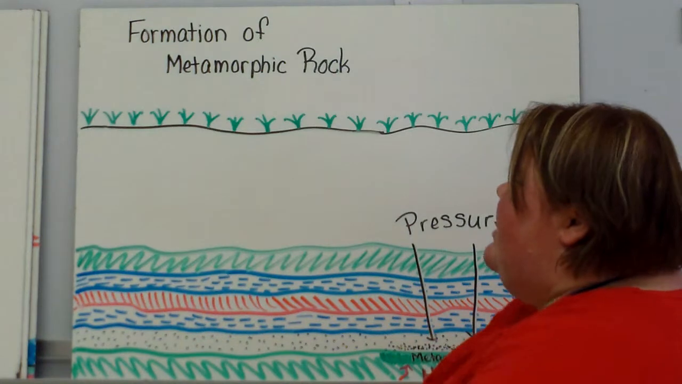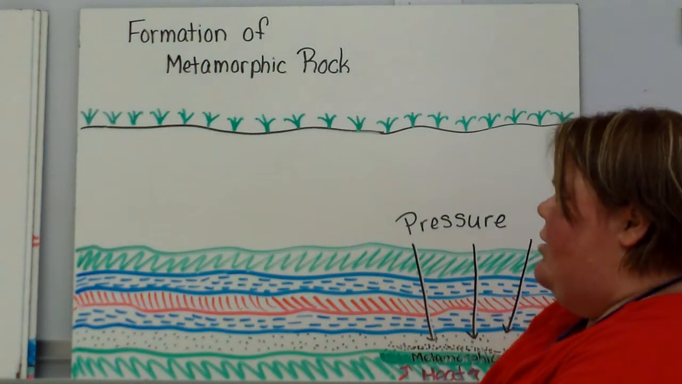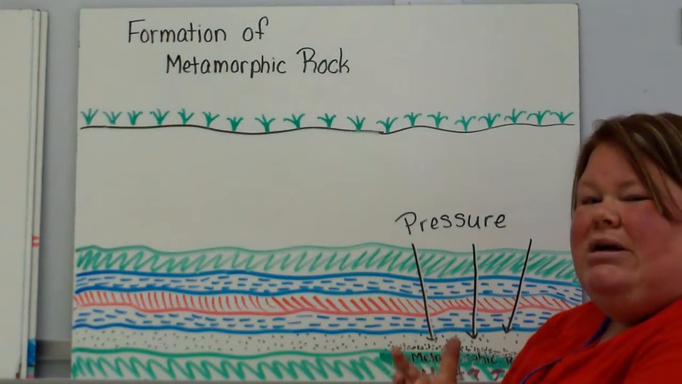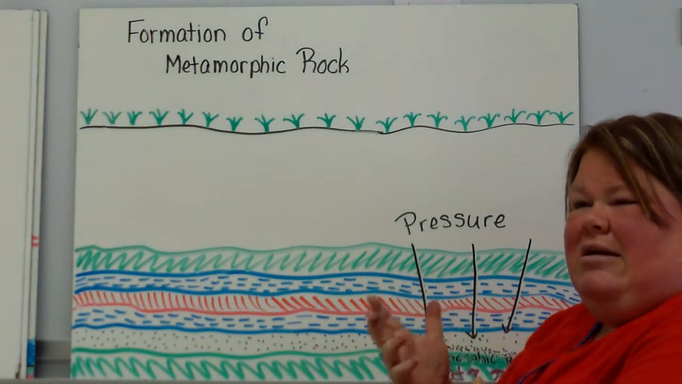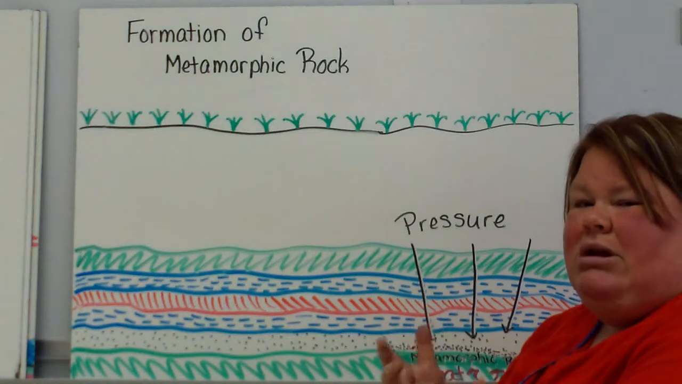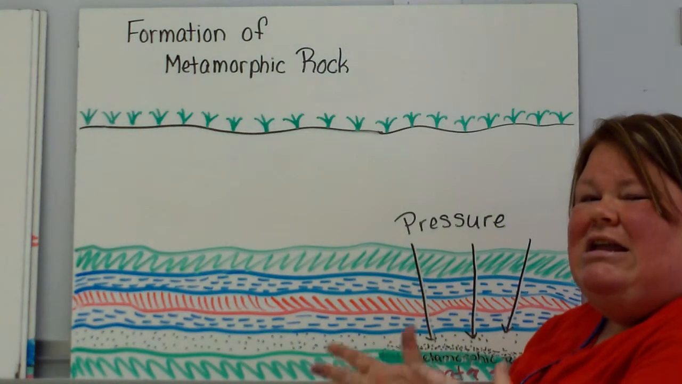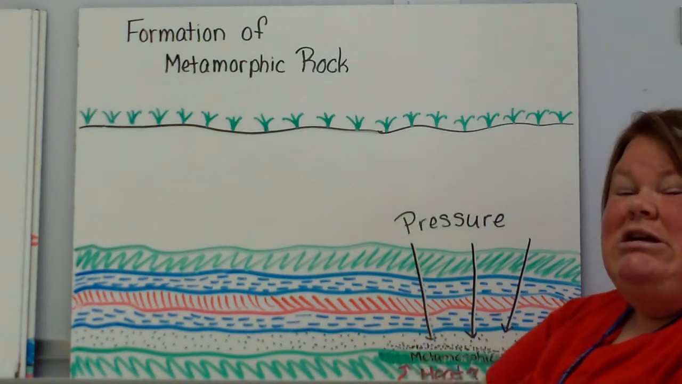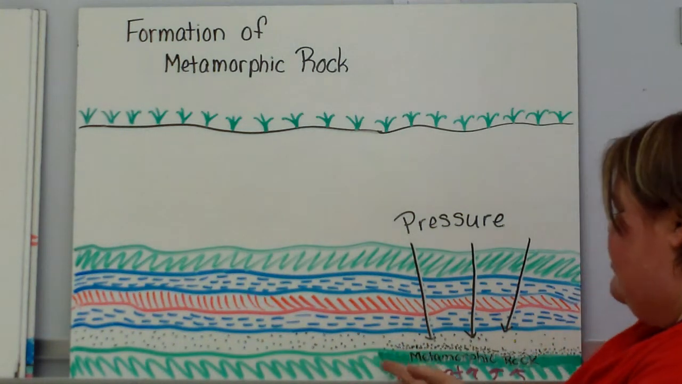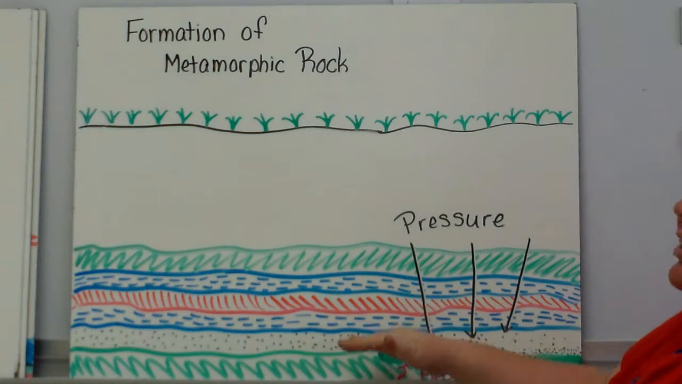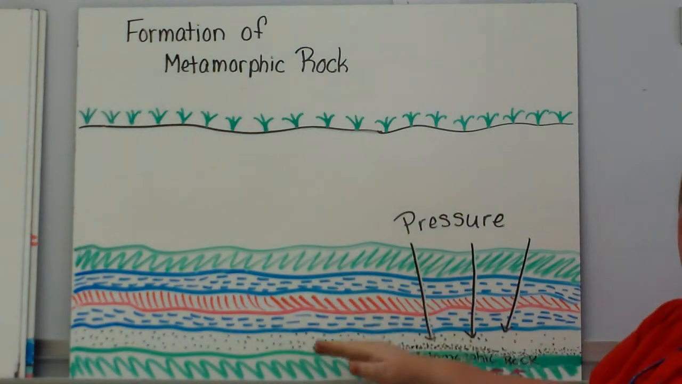Then for our last one, we have the formation of metamorphic rock. Now metamorphic rock is different. It's a rock, such as a sedimentary rock or an igneous rock, that is taken and transformed into a different type of rock. So down here we have some sedimentary rocks, and we can tell because of the layers.